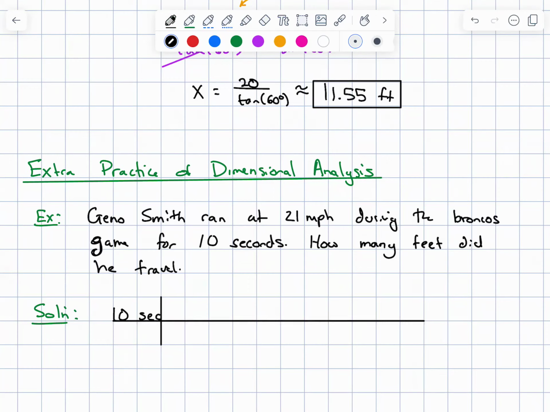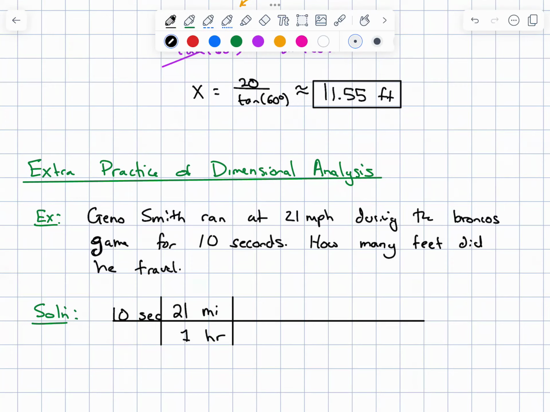And remember that you don't have to be perfect as you go along. You don't have to cancel each unit as you go along. That's not required. You could just start off with what you know. You know that you're going to have 21 miles for every 1 hour, which is what I would start off with, 21 miles for every 1 hour.